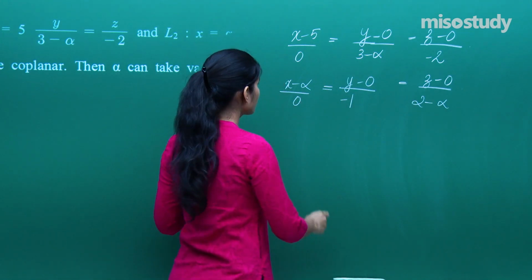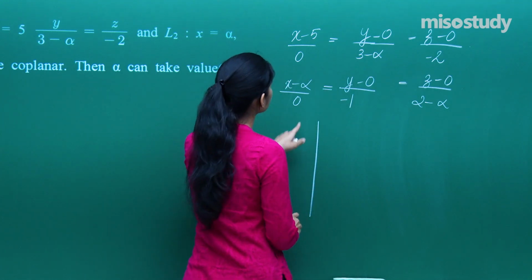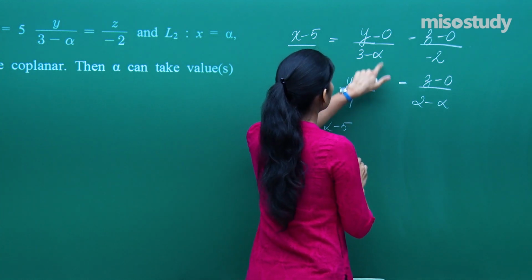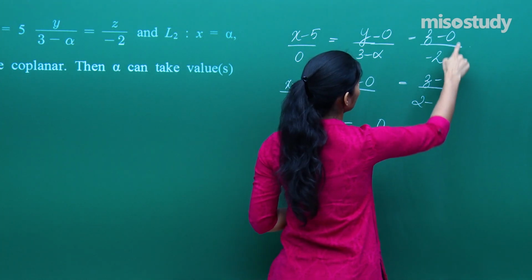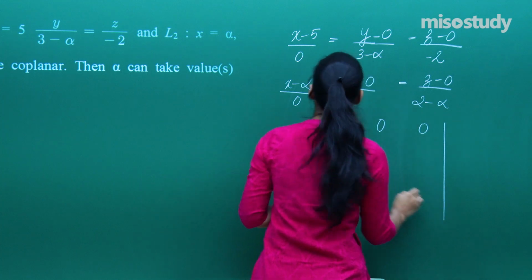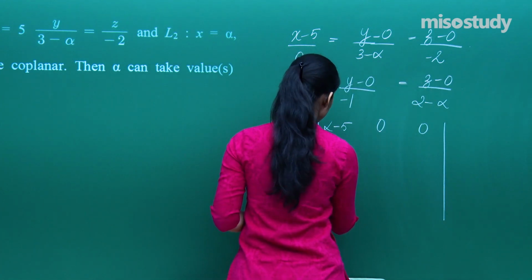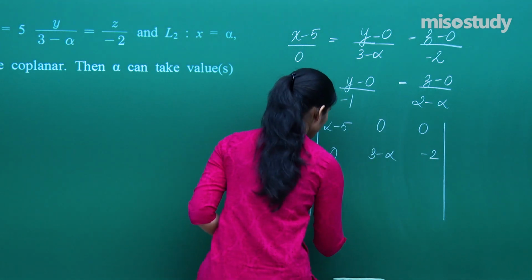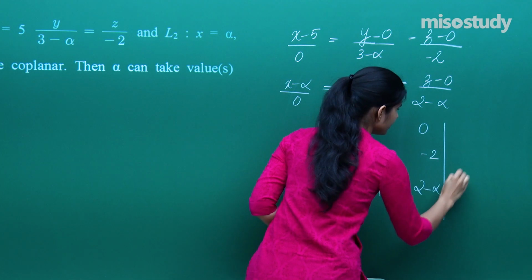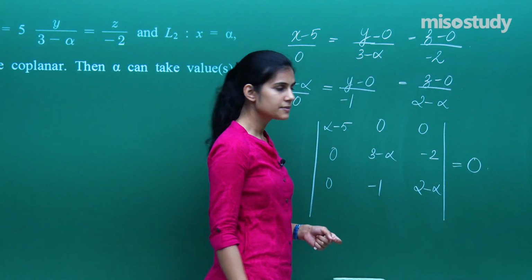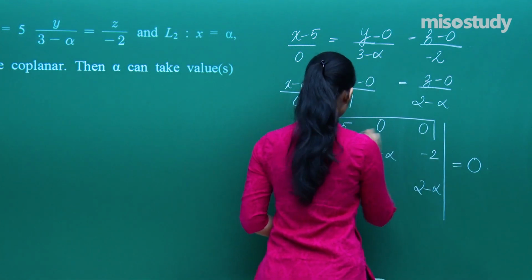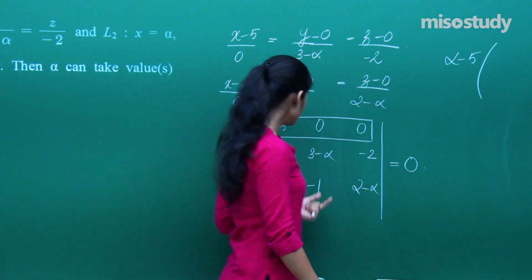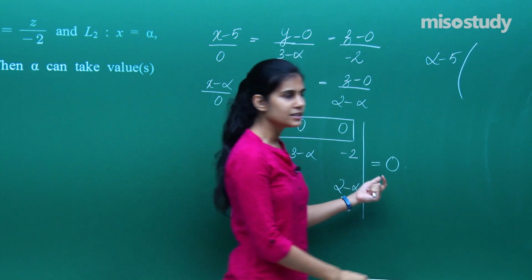Now, if these two lines are coplanar, this simply means the determinant with rows (alpha minus 5, 0 minus 0, 0 minus 0), then (0, 3 minus alpha, minus 2), and (0, minus 1, 2 minus alpha) is 0. We know this. So if you expand along the first row, what do you get? You get alpha minus 5 into (3 minus alpha)(2 minus alpha) minus 2.